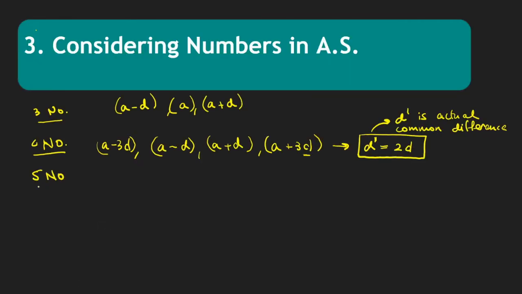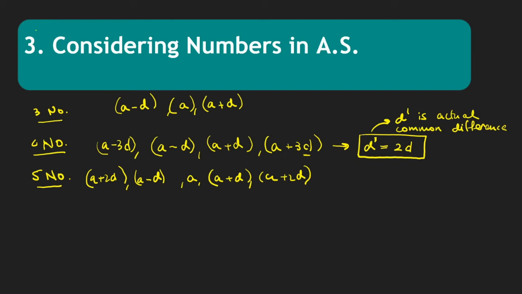So for 5 numbers, again, because we can have a center number, we take a, then we take a plus d, then a plus 2d, and here we take a minus d, and here we take a plus 2d, right? It's kind of similar to the pattern with the three numbers. You just added a plus 2d here. And if you had six numbers, you know what you would do.